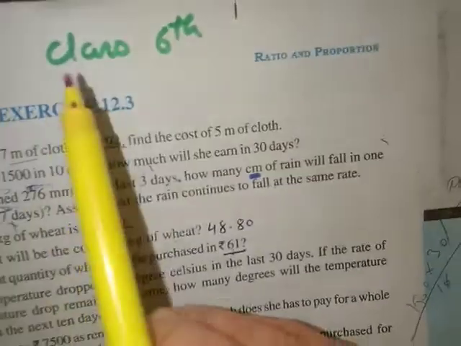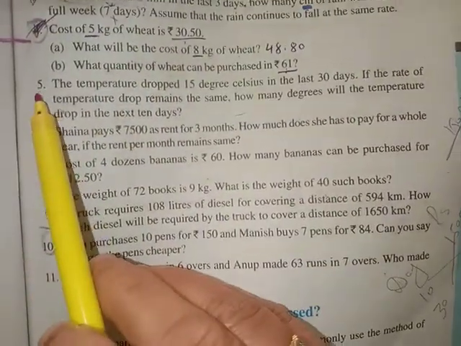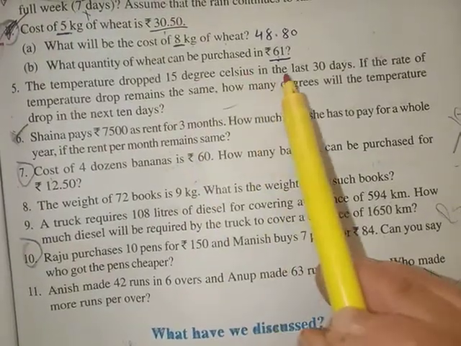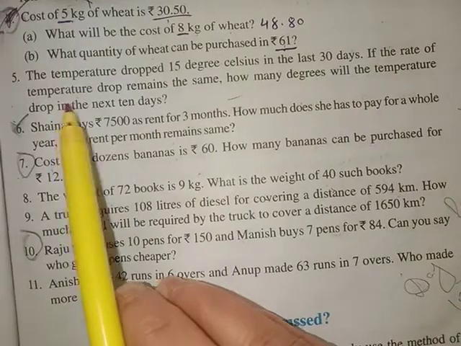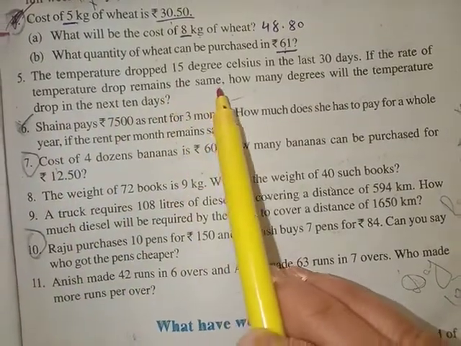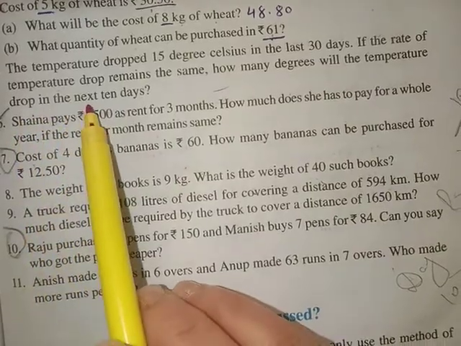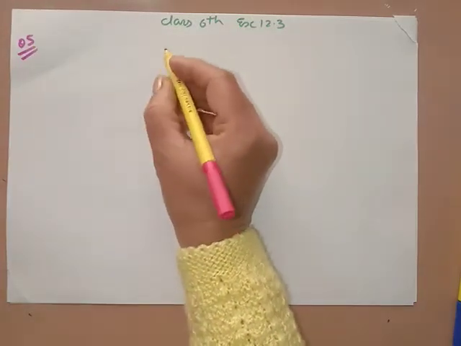Hello students, class 6th exercise 12.3 question number 5. The temperature dropped 15 degrees Celsius in the last 30 days. If the rate of temperature drop remains the same, how many degrees will the temperature drop in the next 10 days?